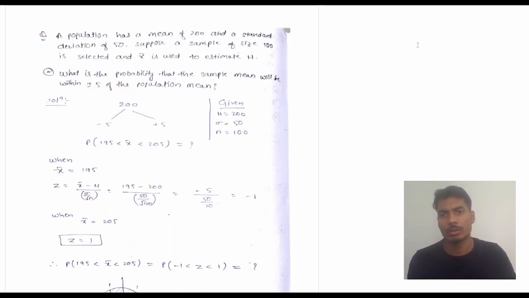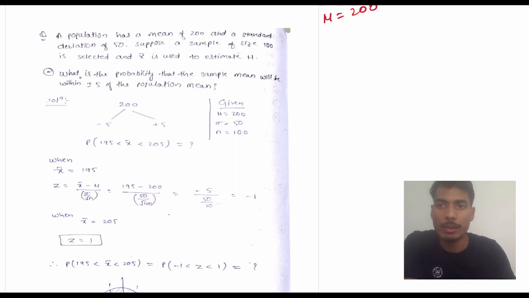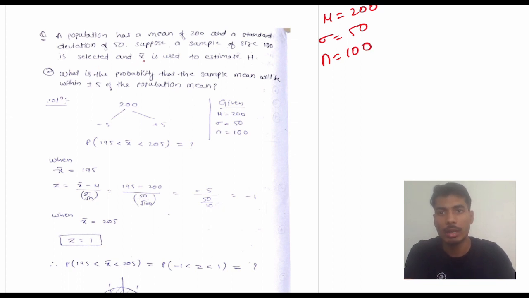Now move towards another question. I guess this is the last question. A population has a mean of 200 and standard deviation is 50. Suppose a sample of size 100 is selected and x bar is used to estimate mu. Now the first question: what is the probability that the sample mean will be within plus or minus 5 of the population mean?